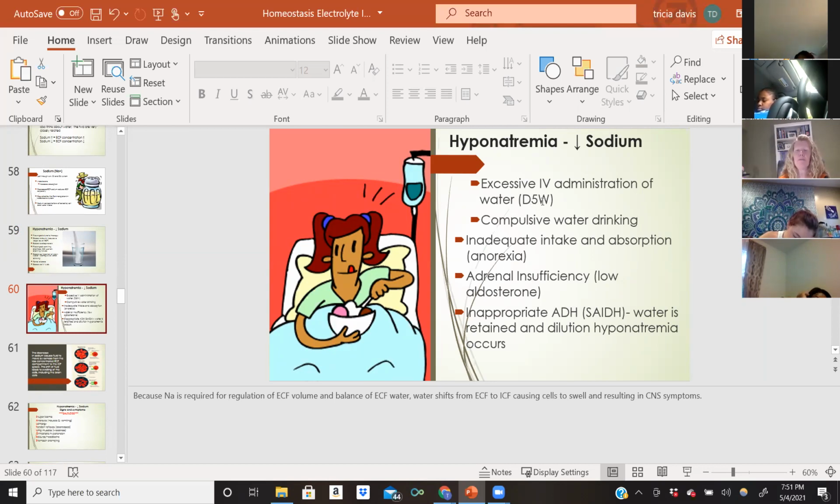And then if they have inappropriate ADH, this is SIADH, a syndrome where water is retained and diluted, and hyponatremia occurs. We're going to talk a little bit more about that.